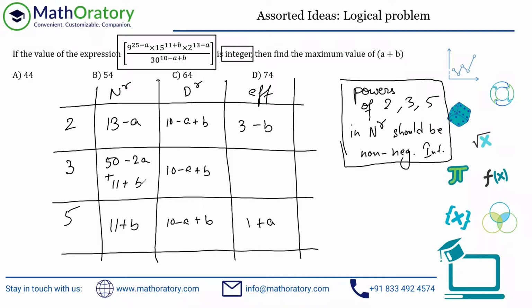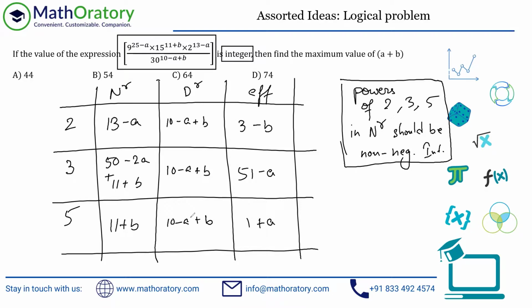All of this is in the numerator. Now let me do the same thing. Constant separately first. So 50, 11 minus 10, that is 51. Minus 2a and plus a. By the way, we are taking a difference. So minus 2a plus a will be minus a. And the plus b cancels off. So nothing is left of it. So these are the effective powers remaining of 2, 3, and 5, right?